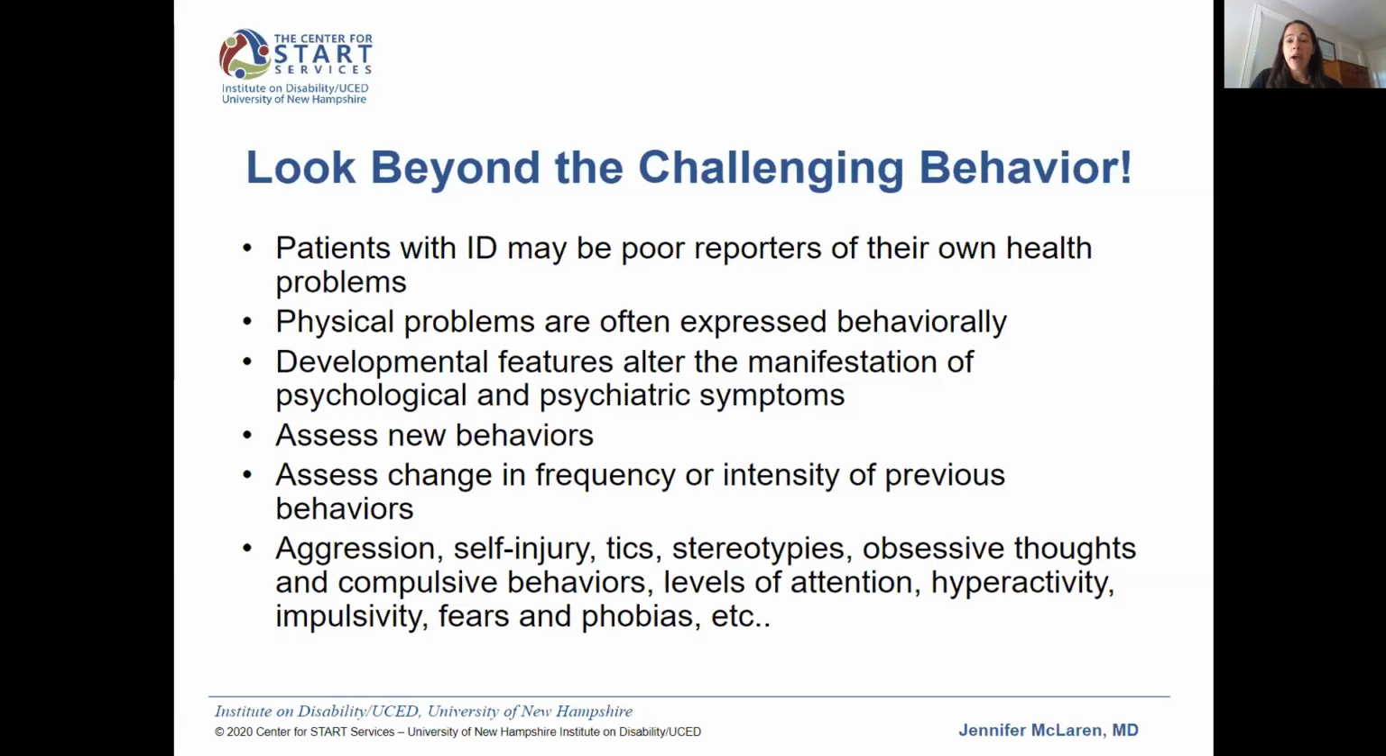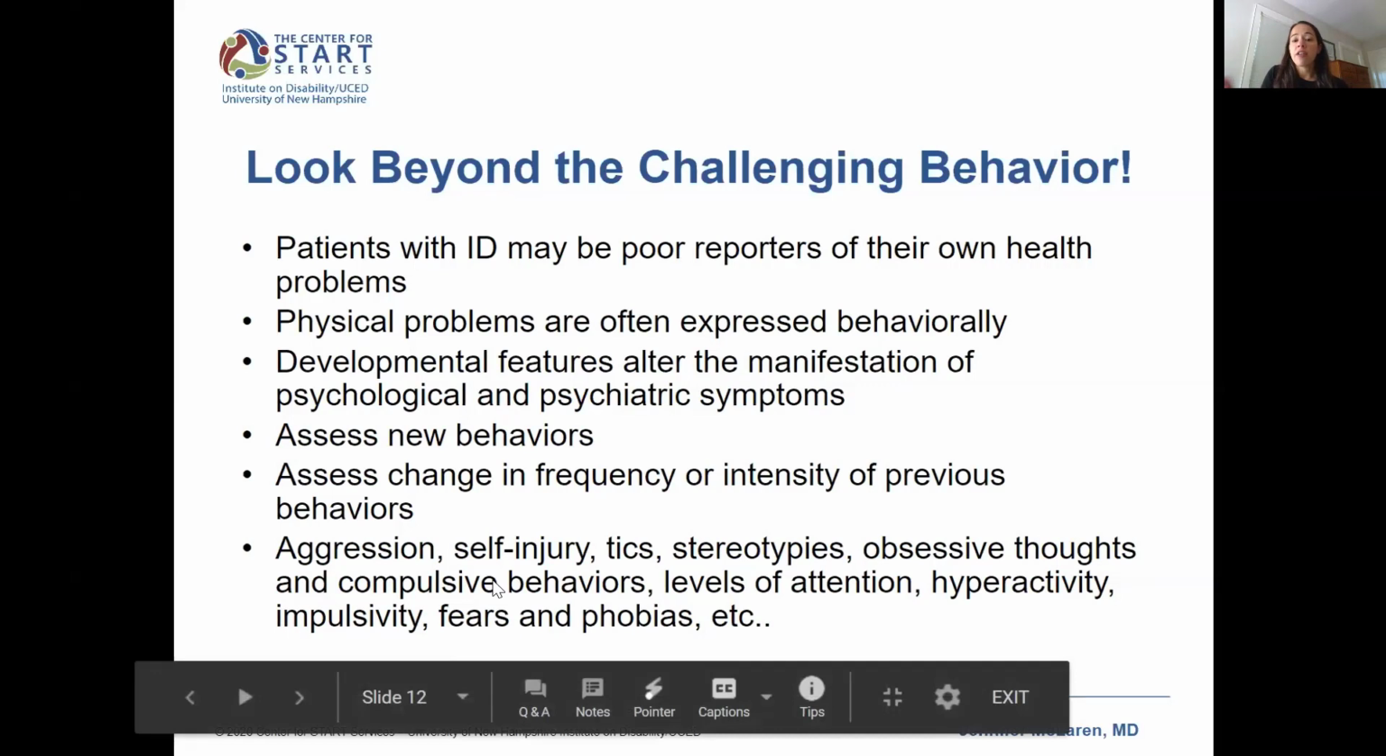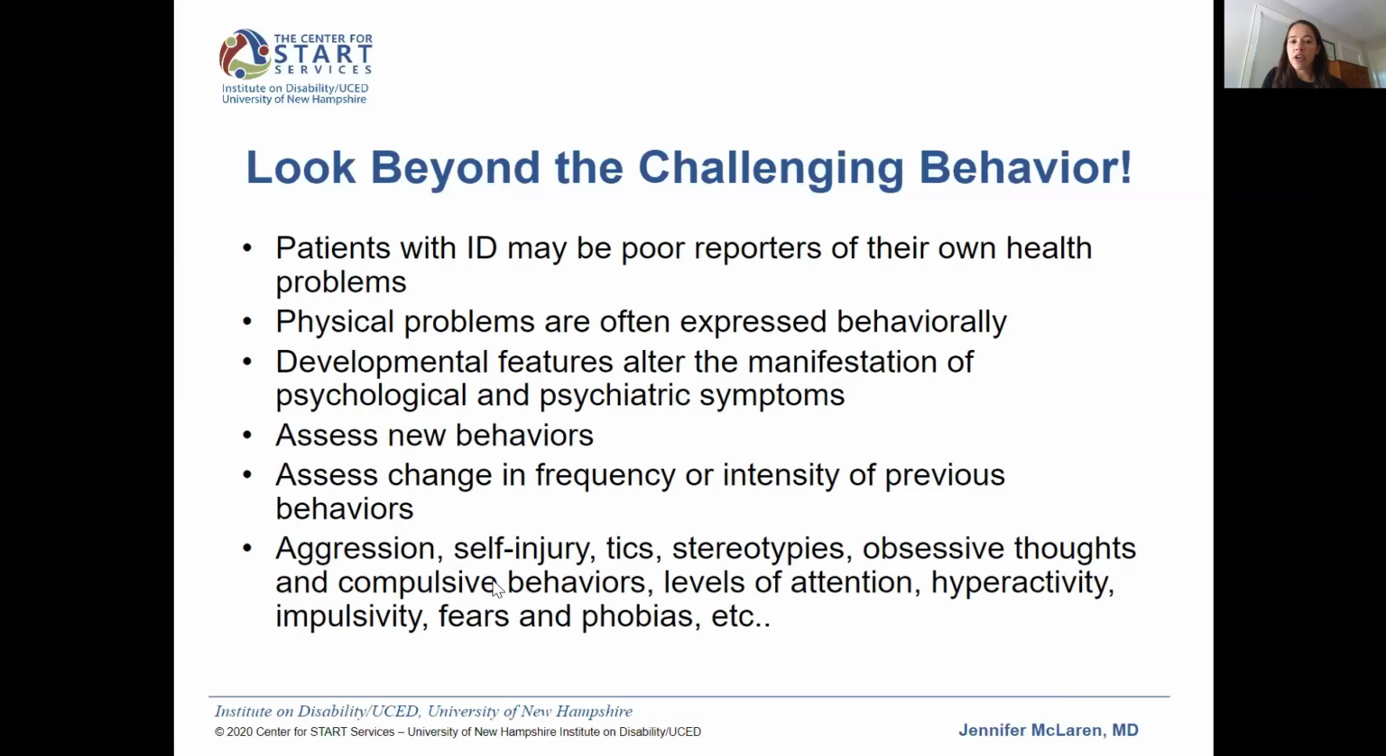We want to take into account where that person is in terms of their developmental features, and that can alter their psychological and their psychiatric symptoms and also their physical presentation. We always want to assess new behaviors. We want to think about what is the change in the frequency or the intensity of previous behaviors and how that's changed over time. And all these behaviors listed down here: aggression, self-injury, tics, stereotypies, obsessive thoughts, compulsive behaviors, levels of attention, hyperactivity, impulsivities, fears, and phobias can be caused or exacerbated by underlying biological issues.